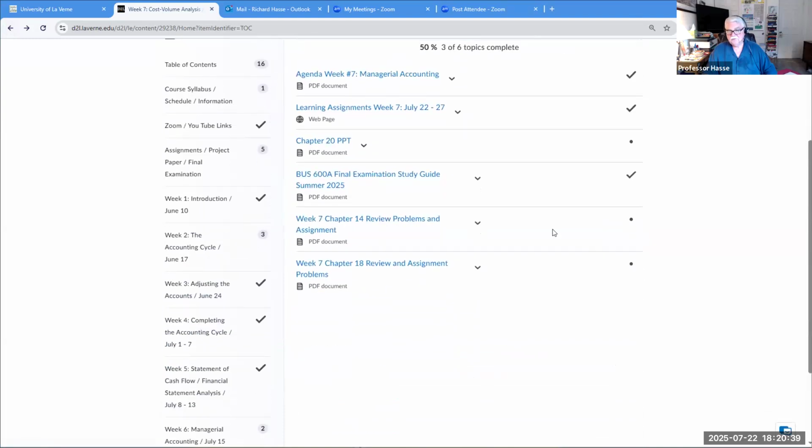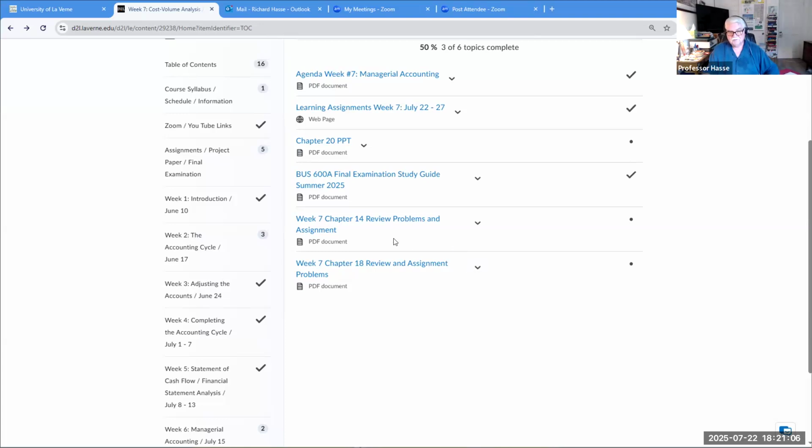All right, I'll be looking at these two review problems, and I'll be posting the solutions after class tonight. But they pretty well represent the material you need to be familiar with from chapters 14 and 18. Review problem 14-1 on page 567, as I said earlier, and problem 18-2 on pages 732 and 733.